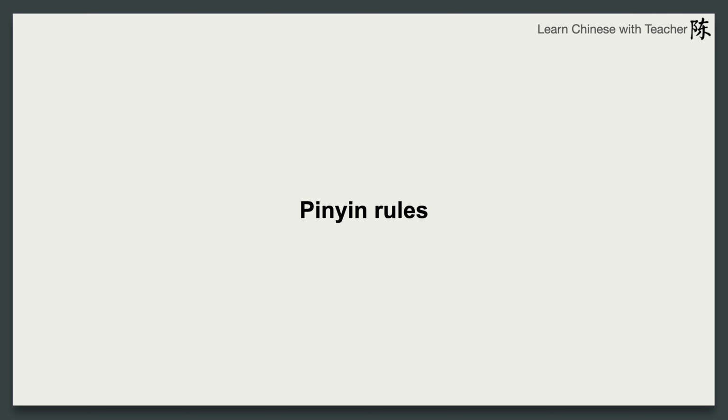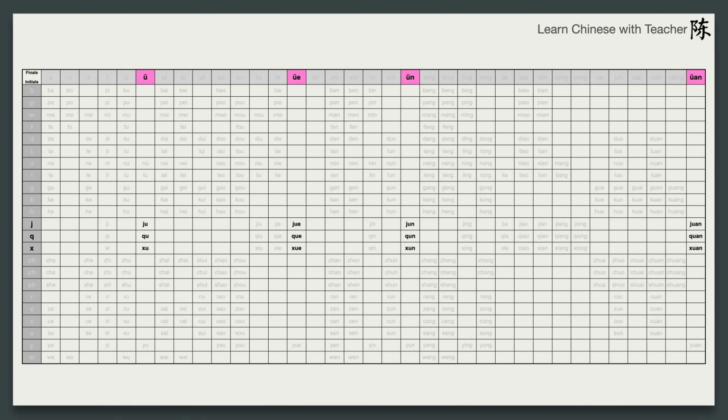Now we'll learn Pinyin rules. The first one is about yu. When the letter yu or a final begins with yu, follows the initials ji, qi, or xi, the 2 dots on the top of yu should be removed. Let's read these pinyins.